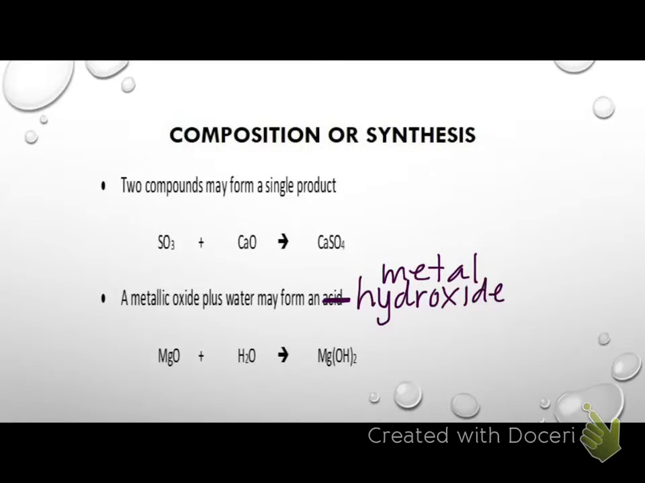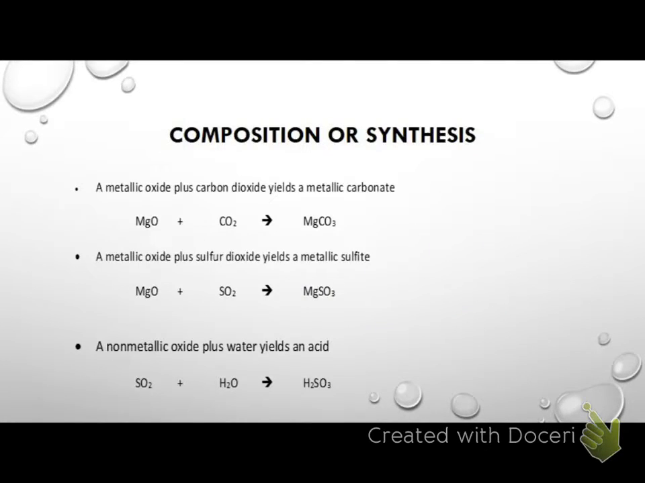Okay. Then the last sets are a metallic oxide plus carbon dioxide is going to make a metallic carbonate. So again, you would put those together based on their charges. A metallic oxide plus sulfur dioxide would yield MgSO3. And a non-metallic oxide plus water, that one would yield an acid. Okay? So those are the basic types of composition. So you'll need to refer back to your notes when you start doing these so you can predict what they make. Okay?